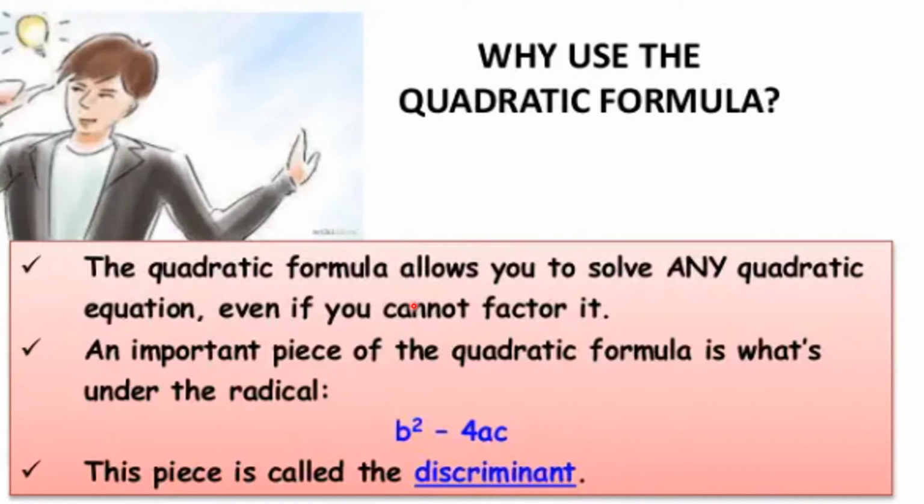The quadratic formula allows you to solve any quadratic equation even if you cannot factor it. And an important piece of the quadratic formula is what? Under the radical, which is b squared minus 4ac. And this piece is called the discriminant. At bakit naman kailangan nating hanapin si discriminant? Kasi si discriminant ang magsasabi ng nature ng roots. How are you going to describe your roots?